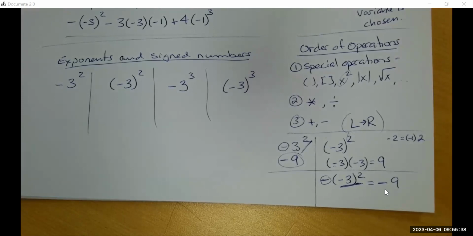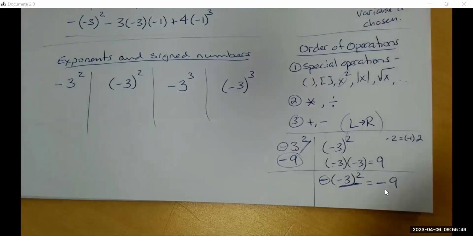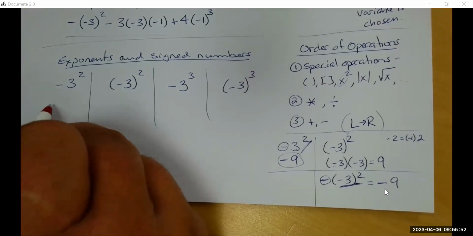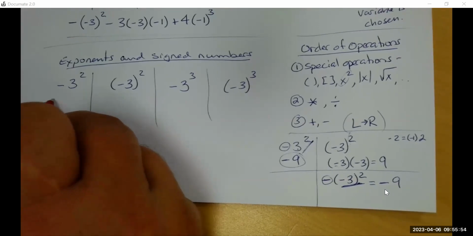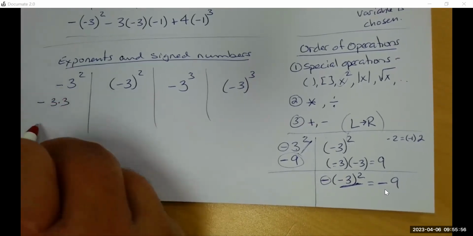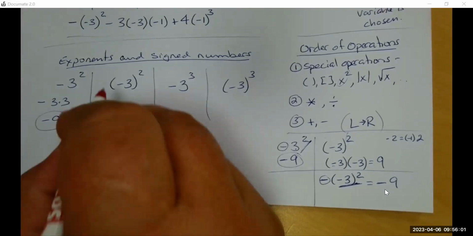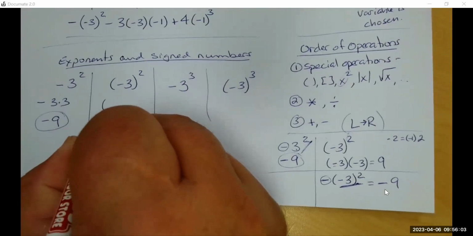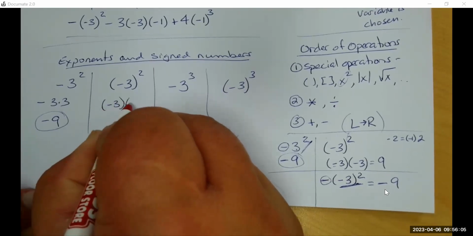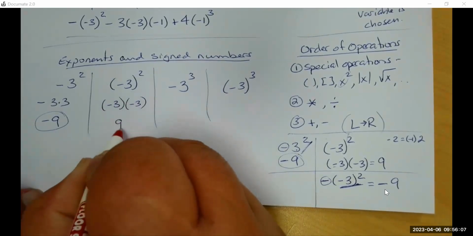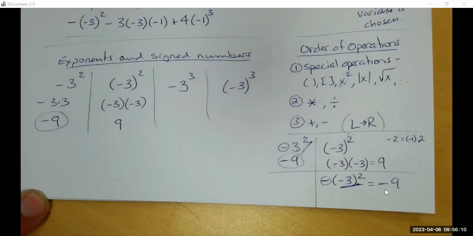What's the difference between all 4 of these? Yeah, because this one is -3 times 3, which equals -9. Very good. Because it's -3, -3. Very good. And this one?